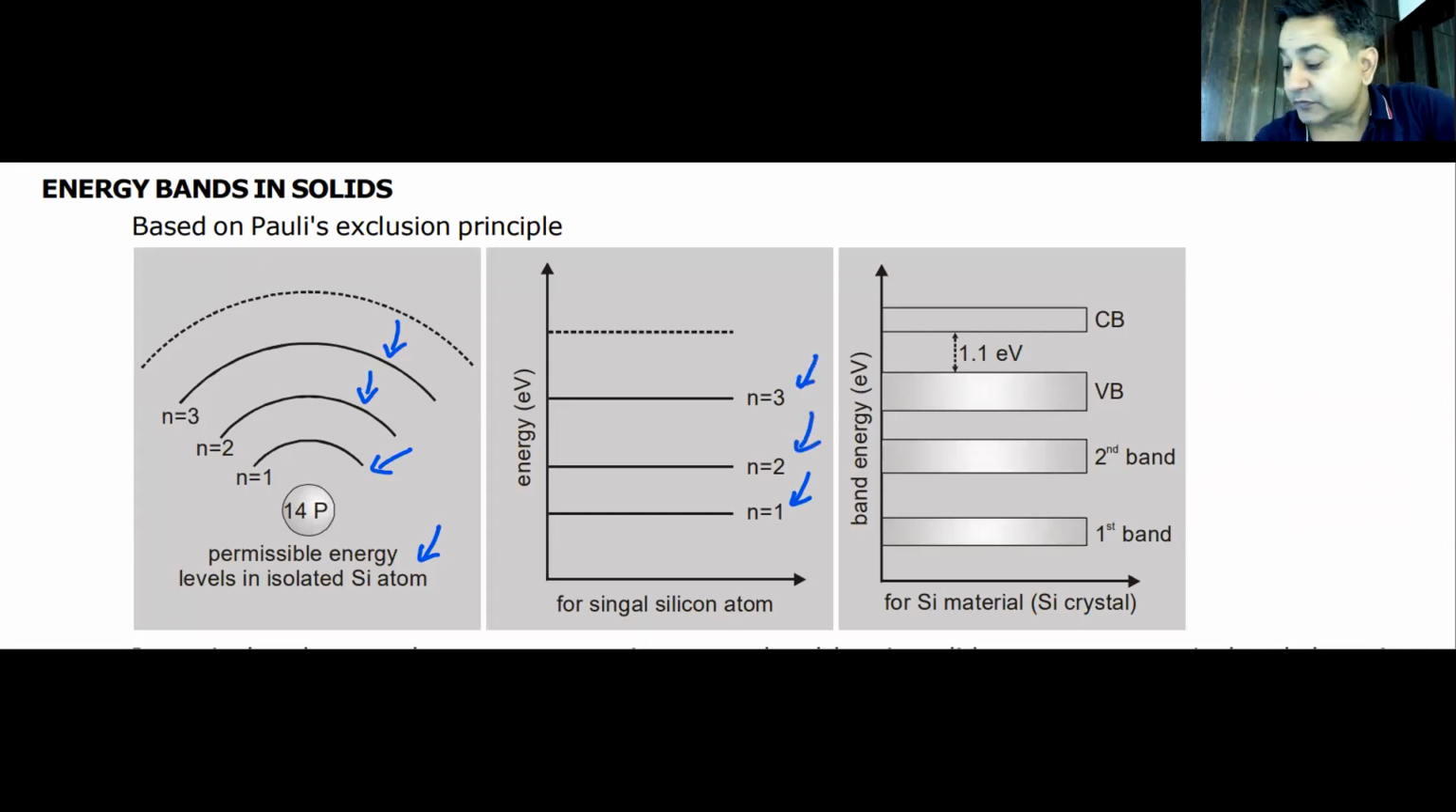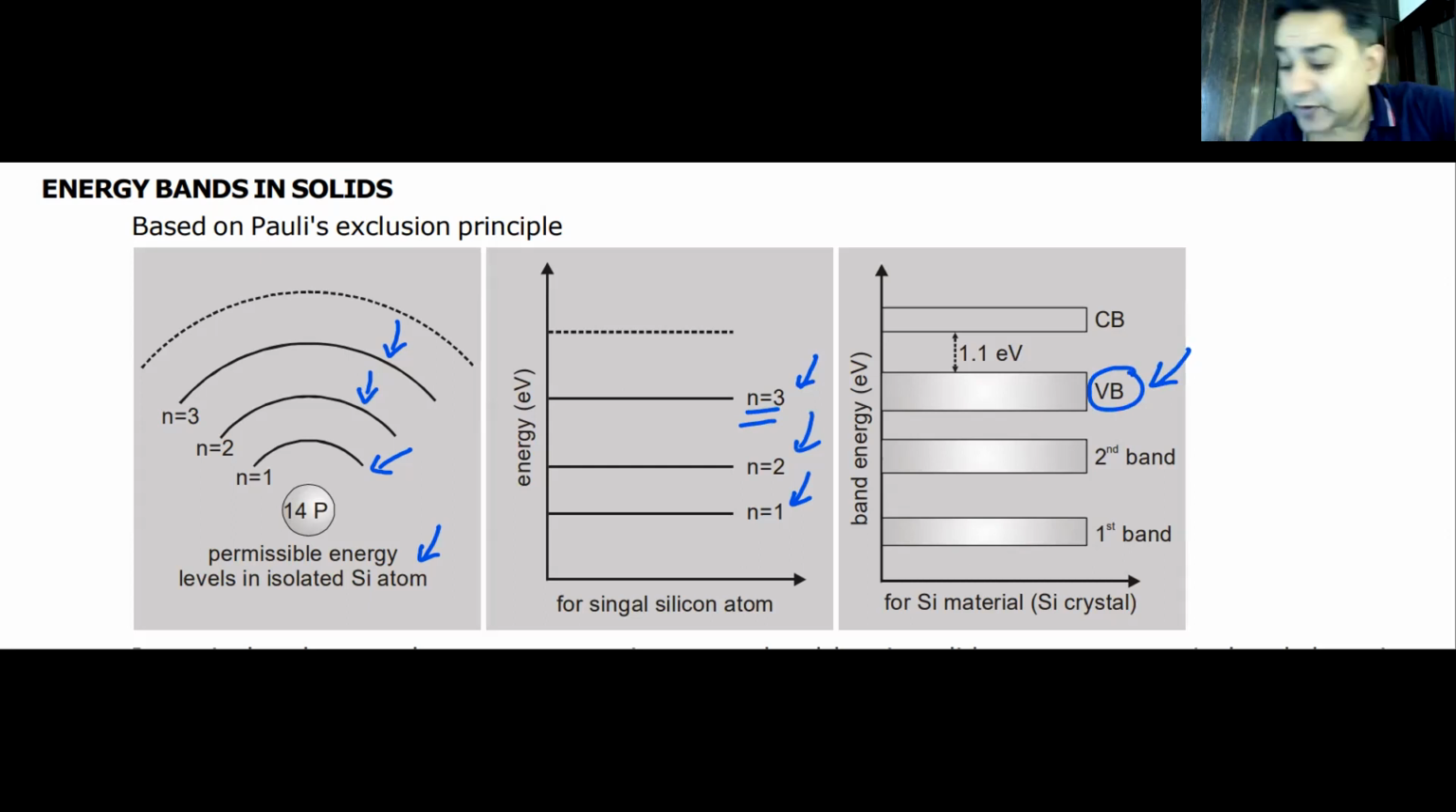Now, the last shell, n is equal to 3, is known as the valence band. Do you know this? The last shell is the shell where you can add or remove electrons, that is known as the valence band. Do we know this? Yes, sir.